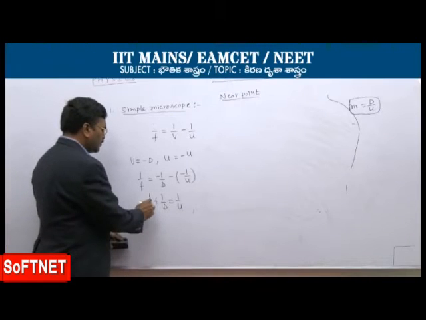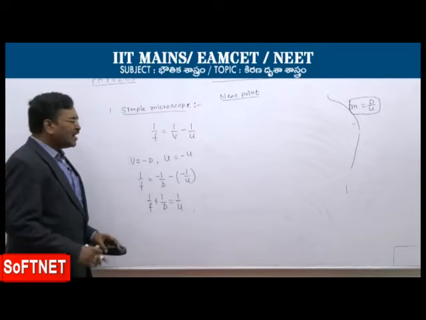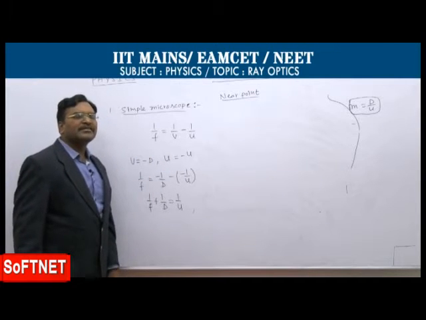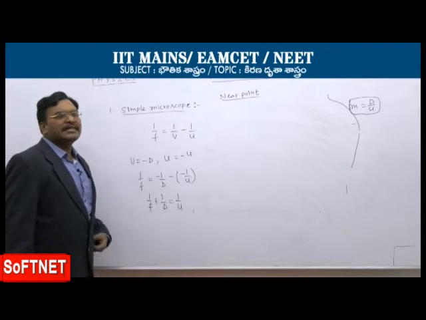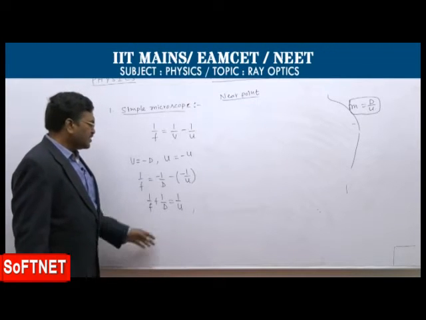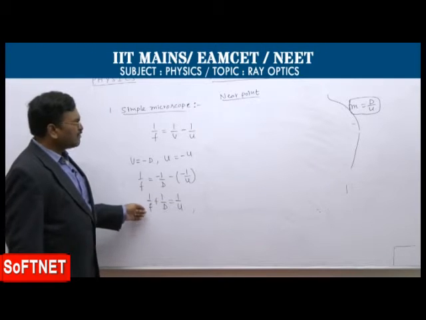What do we write now? 1 by f plus 1 by d. Why is u negative? Here v and u are negative. Why negative? We calculate object distance and image distances measured opposite to the direction of incident rays. So that is why 1 by u is equal to what we write? 1 by f plus 1 by d.